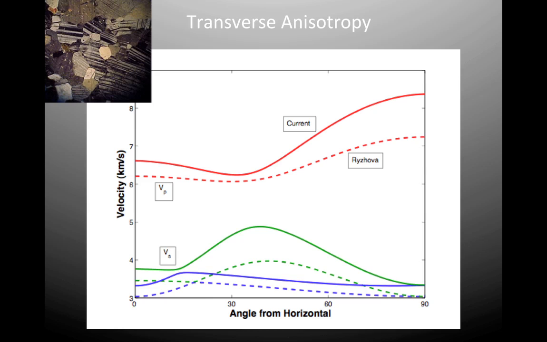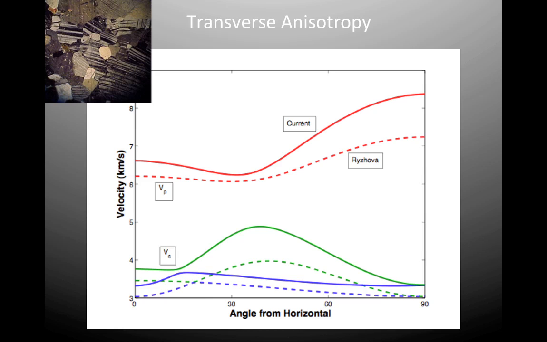So on the horizontal axis, we have an angle measured from the girdle of A and C axes on the left to the unique direction, the B axis, on the right. Velocity is plotted vertically from 3 kilometers to over 8 kilometers per second. The lower set of curves are for the shear waves, and the upper set of curves for the compressional wave. The solid lines represent our estimates based on the current elastic constants. The dashed lines represent what you would get from the earlier Rysova elastic constants for the Albite feldspar.